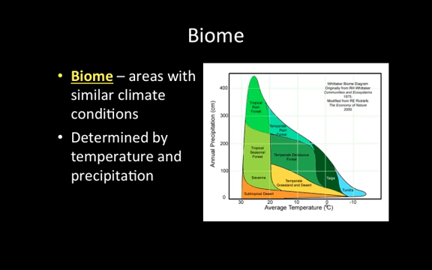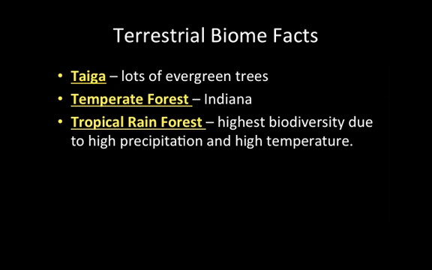So where would you expect to see a higher number of organisms? In a place where there is high temperature and high precipitation, or low temperature and low precipitation? Well, if we look here at some of the biome facts that we want to look at, the taiga has a lot of evergreen trees, so just something to think about. This is the typical biome that you find in Canada and parts of the western United States. Temperate forest is what we find here in Indiana.